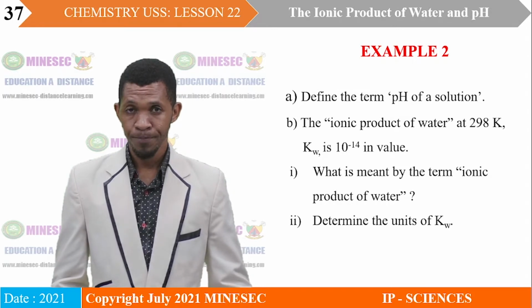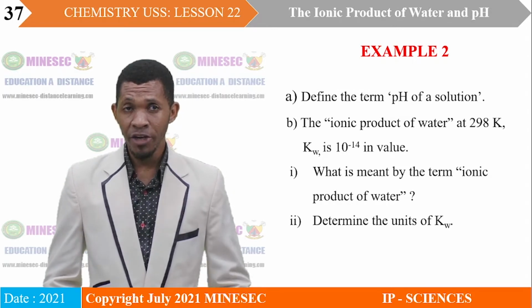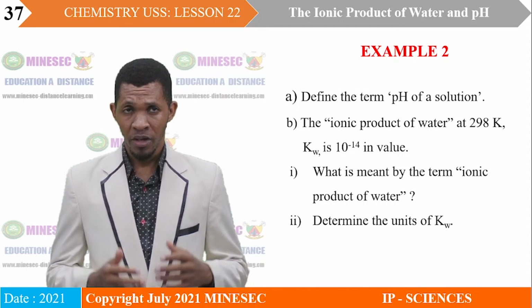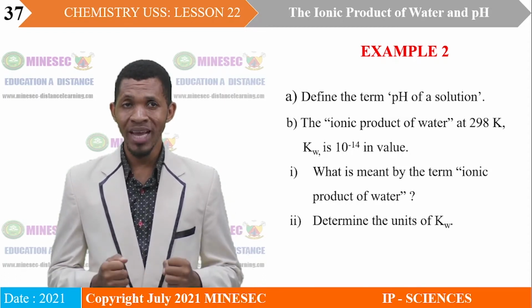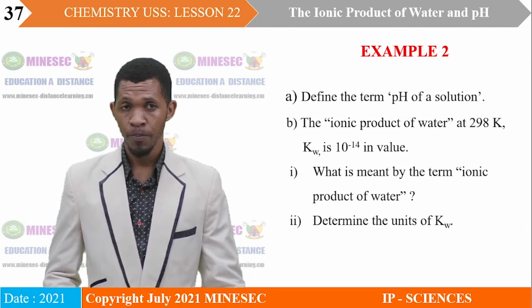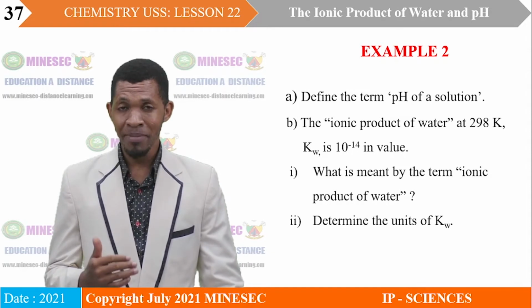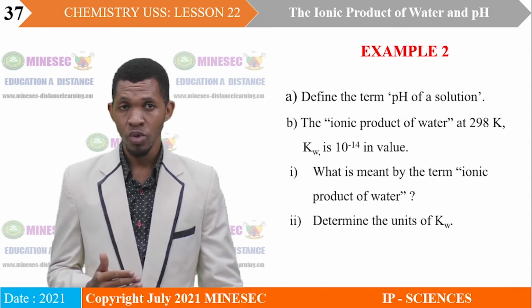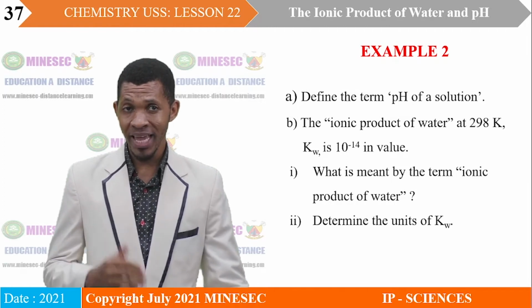Example 2. A. Define the term pH of a solution. B. The ionic product of water at 298 Kelvin is 10 to the power negative 14 in value. Roman 1. What is meant by the term ionic product of water? Roman 2. Determine the unit of Kw.